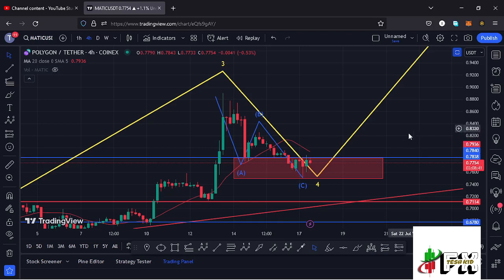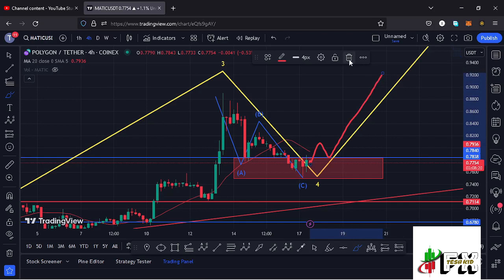And at the time of this recording, Matic is holding below a key area of resistance at around the $0.784 mark, and the moment we manage to break above it, we can expect a successful retest before we can continue gearing up and fully maximize our target areas to the upper side.